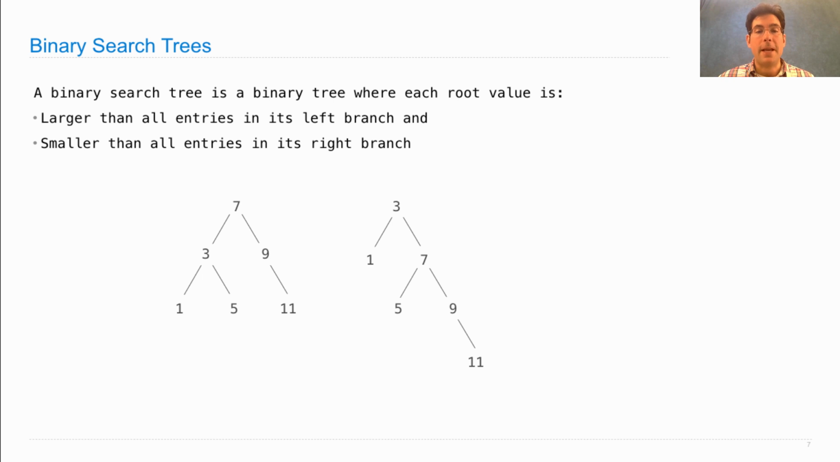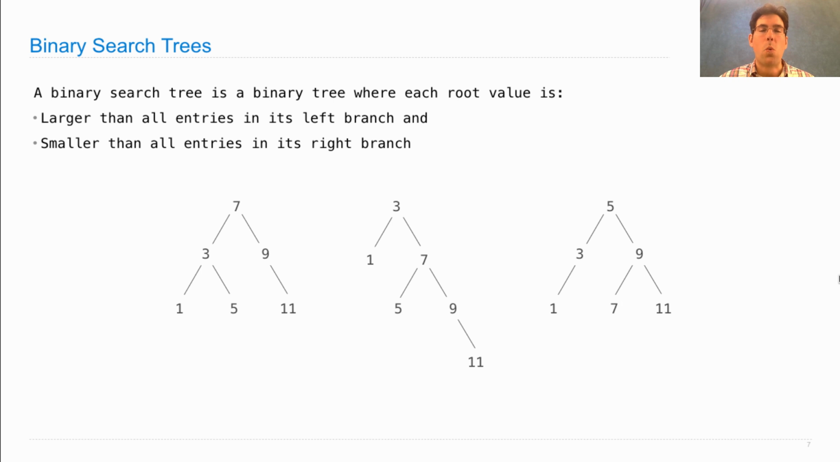Here are several examples of the same collection of numbers, the odd numbers through 11, placed into a binary tree. So here you can see that 7 is greater than everything over here and less than everything over here. And that's true of 3 as well, and 9. And likewise, in this tree, 3 is less than everything over here. 7 is less than everything here, but greater than 5. And the same property holds for this as well.